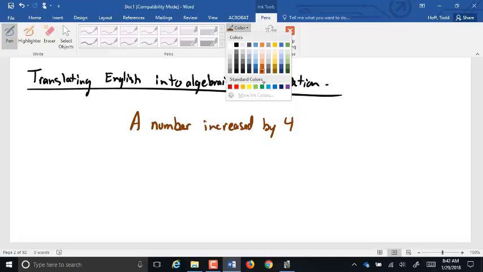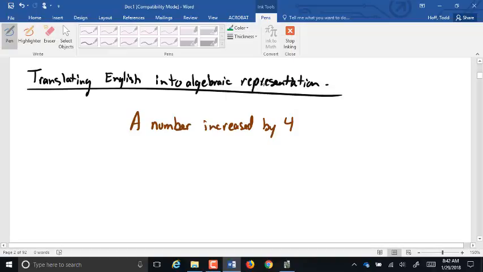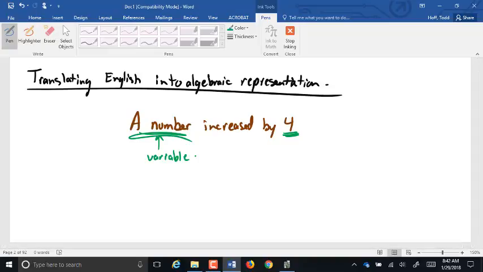Now there are 3 things going on in this problem. One of them is the obvious one. We have a 4. Something is happening with that 4. The lesser obvious ones, we have a number. The number is our unknown. We have to represent that with a variable. We could use x, we can use n. Those are probably the most common ones. We can use p, whatever letter we want to.